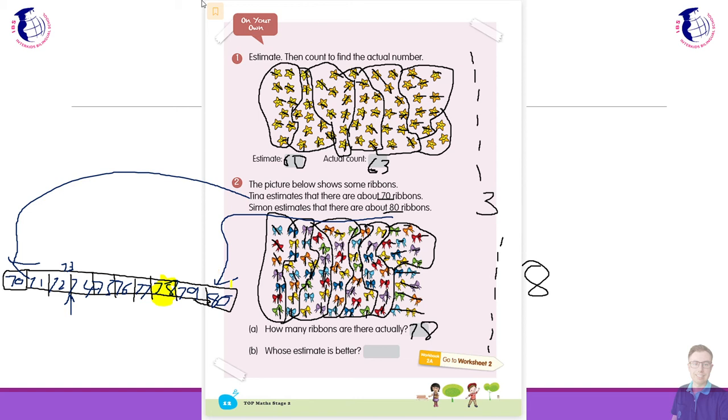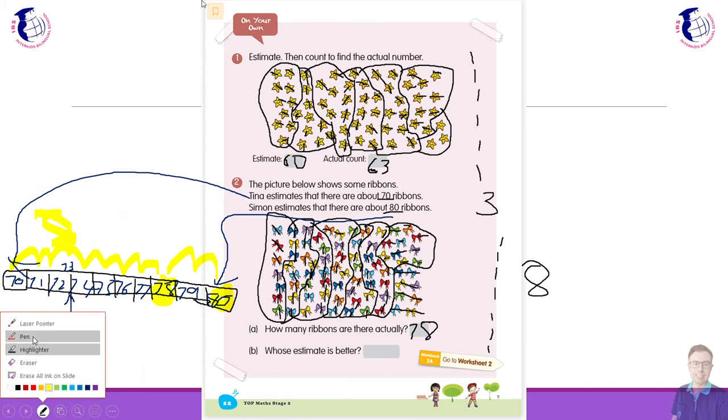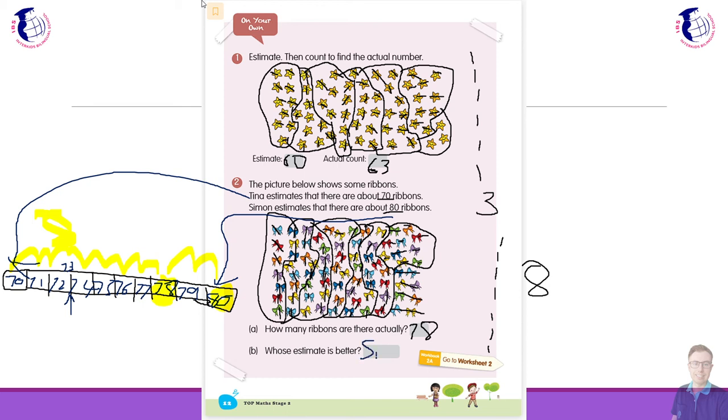So as we can see, clearly 80 is closer to that. It's only 1, 2 jumps away. Whereas the other way, we're going 1, 2, 3, 4, 5, 6, 7, 8 jumps, which is way further away. So who said 80? It was Simon. So who had the best estimate? It was Simon.